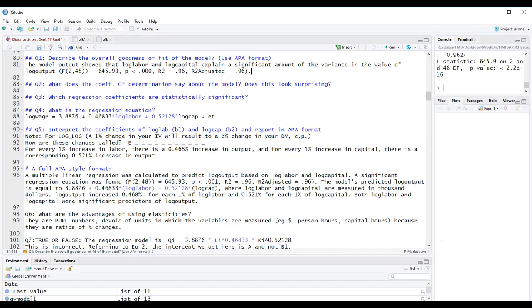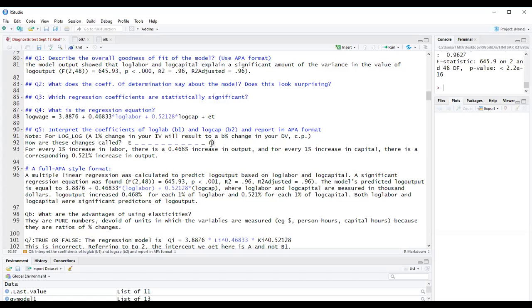Okay, interpret the coefficients, guys. Ito yung dinidiscuss natin kanina: si log labor, yung B1 natin, tsaka si log capital, B2, and report in APA format. So mag-practice na kayo, guys, magsulat ng ganyan, no? Okay. Note, guys, ito sinabi ko ulit: a 1% change in your X will result in a B% change in your dependent variable, ceteris paribus. So how are these changes called? Ano tawag natin doon, guys? May tawag dyan, guys.